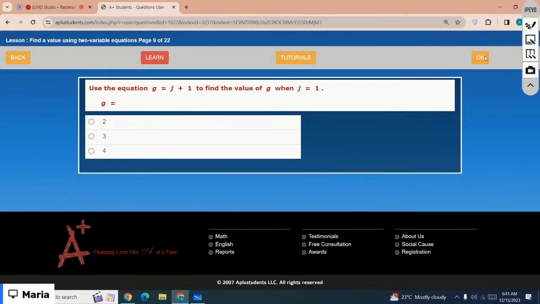Use the equation g equals j plus 1 to find the value of g when j equals 1. So which is the correct option? The correct option is 2.